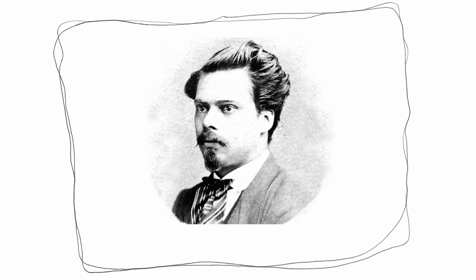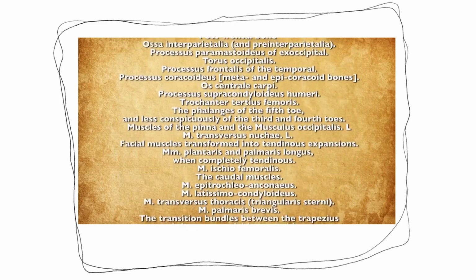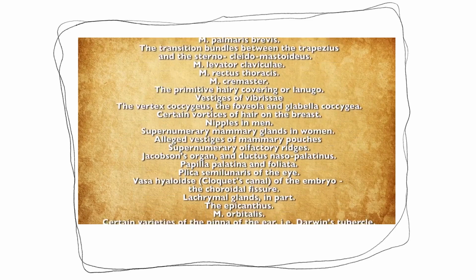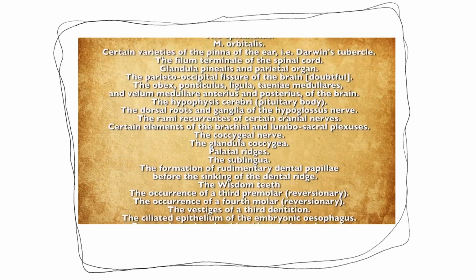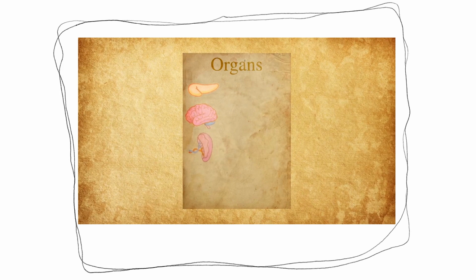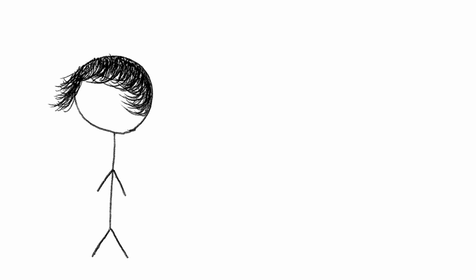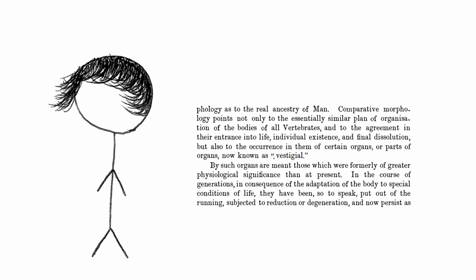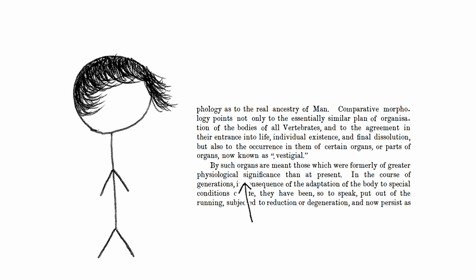And a German anatomist by the name of Robert Wiedersheim made a list of 86 vestigial structures in the human body. And later, evolutionists expanded the list to about 180. But modern science has now shown that every one of them has a purpose. In his book, Wiedersheim defined vestigial organs as those which were formerly of greater physiological significance than at present. That's what he was listing, and that's what a vestigial organ is.